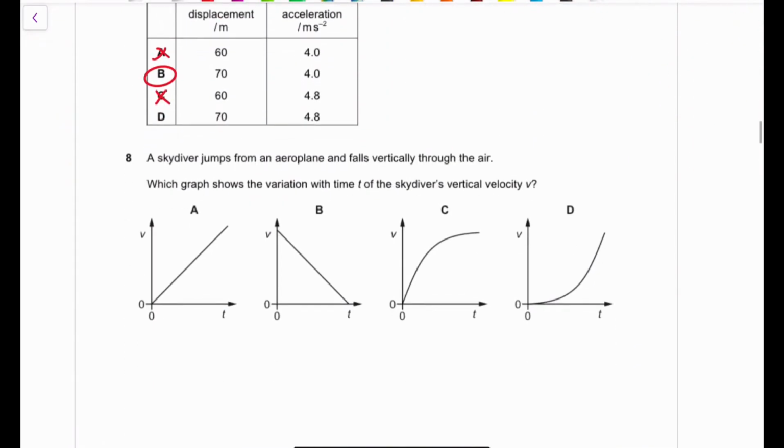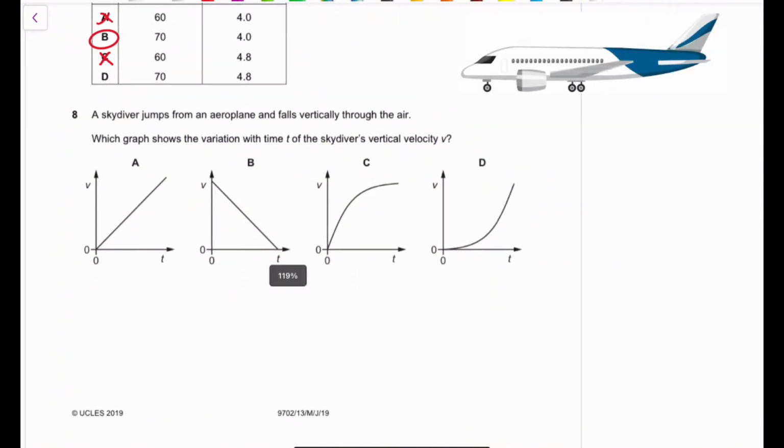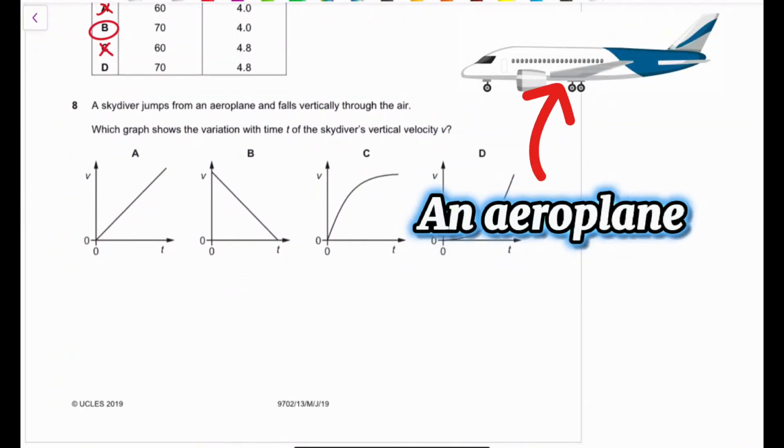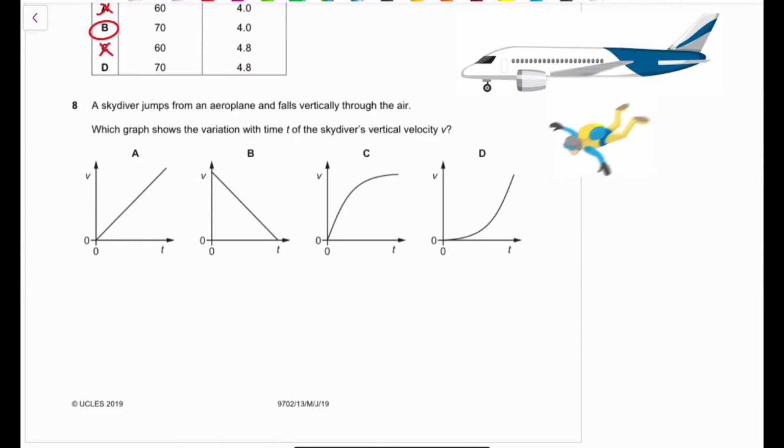But on question number 8, a skydiver jumps from an aeroplane. So we have an aeroplane over there, and our skydiver, as you can see, is jumping from the plane, and they're going to fall vertically through the air. Which graph shows the variation of the skydiver's vertical velocity? We don't know why the skydiver is jumping, but they're just jumping and they're falling through the air.